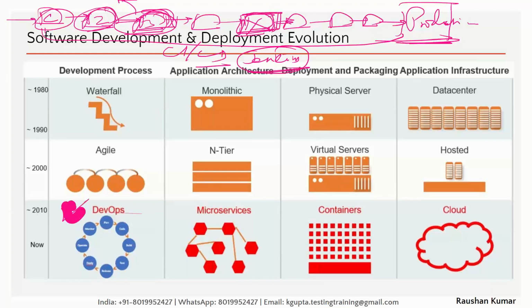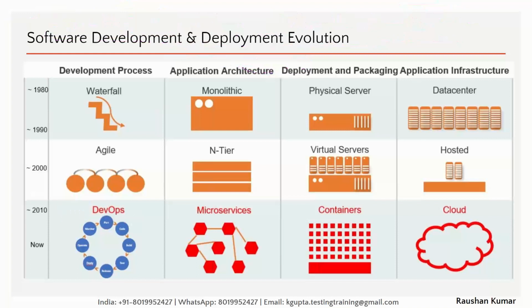Whatever team you are in, you'll be asked to streamline that process. Why should we wait for so long if we can automate things? Whatever is possible, let's automate things. So we are into this DevOps phase. So that's about the development process.